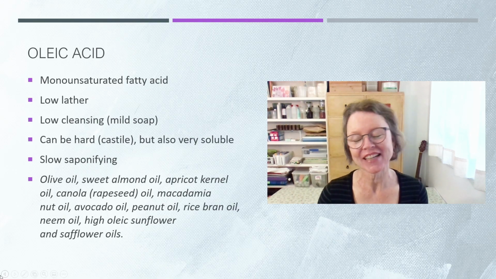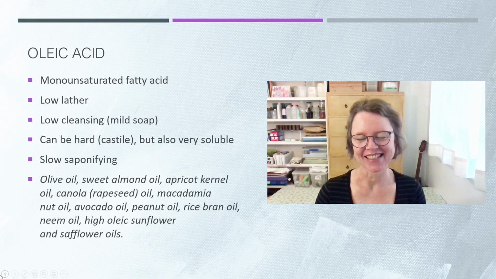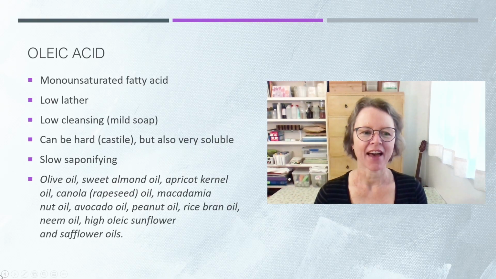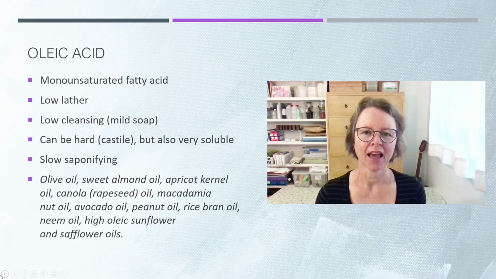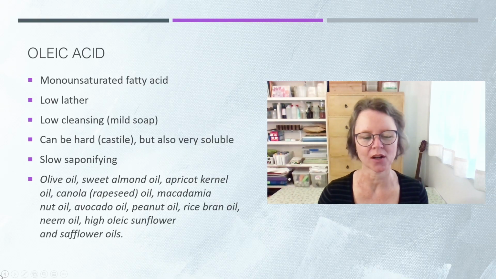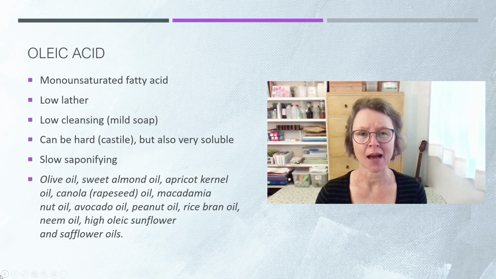Next, we have one that's very dear to my heart, oleic acid. Oleic acid is a monounsaturated fatty acid that doesn't have a very spectacular lather, but it is low cleansing, which means it contributes to the mildness in a soap recipe. Oleic acid in high amounts in soap can make a hard soap, and Castile soap, which is 100% olive oil, is a great example. A well-made Castile soap can be absolutely rock hard when you make it. The ones that I make are really, really hard.